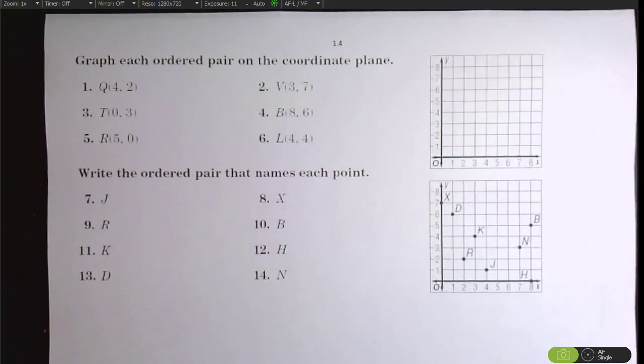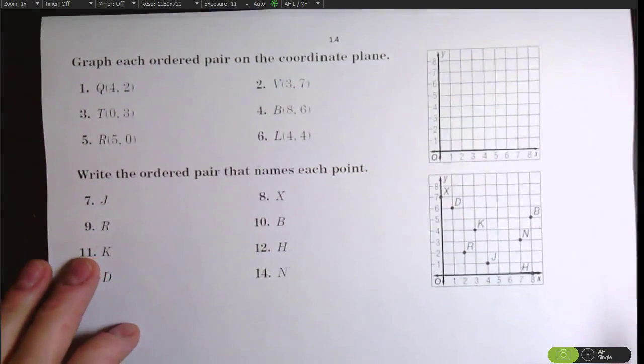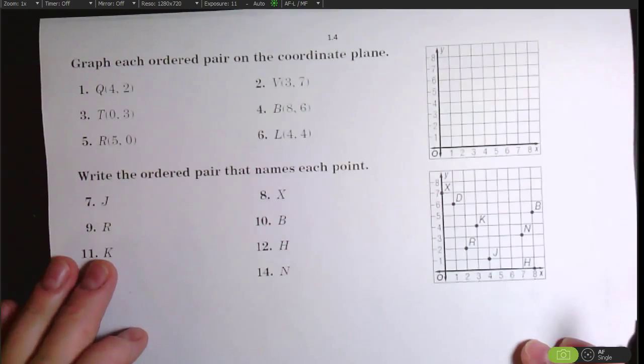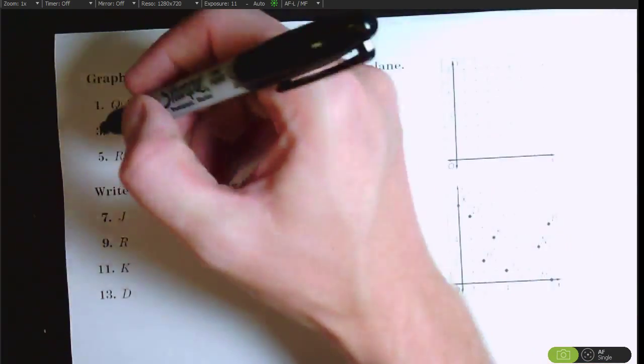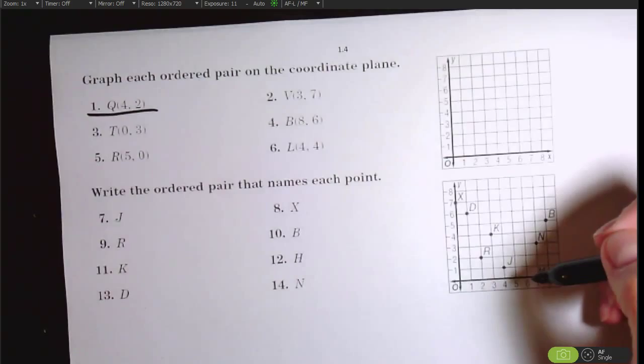Okay, so here we go. Section 1.4, graphing ordered pairs on the coordinate plane. And so we'll see your point Q is at 4 comma 2.